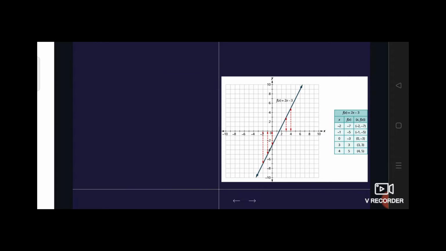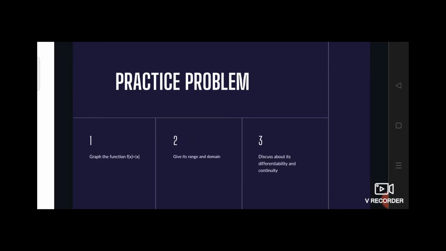So, now it's an exercise for you. Take your pens and do this for me. Just graph mod x, give its range and domain, and discuss the continuity and differentiability. I'll wait for 20 seconds.